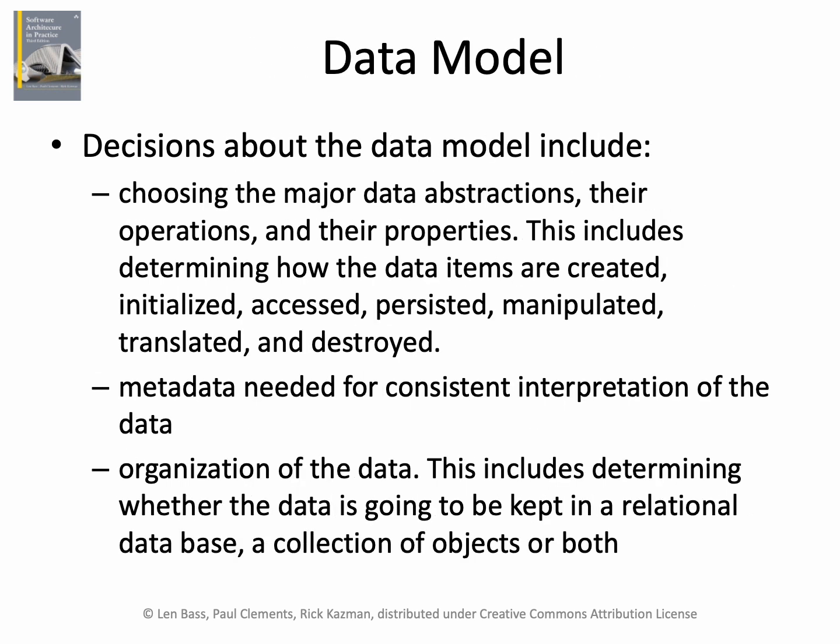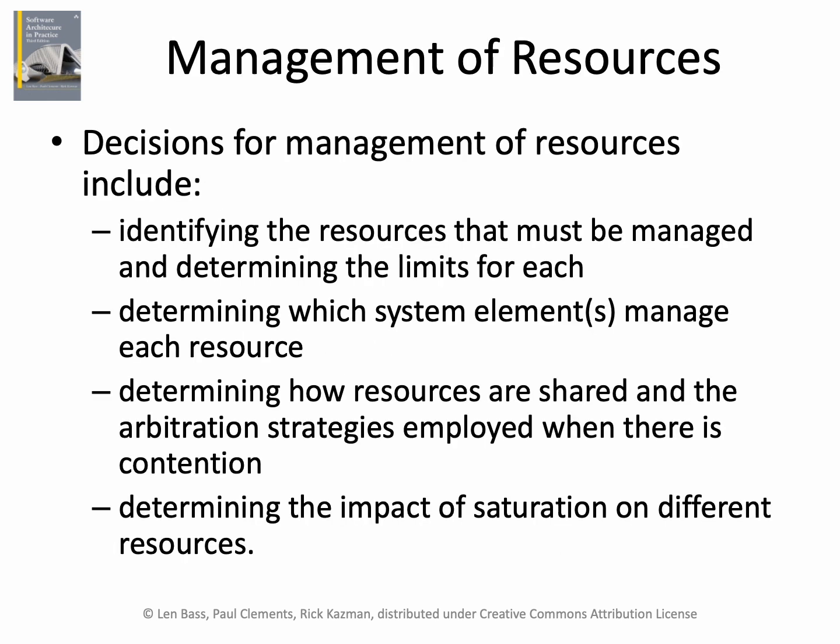Data model. Decisions about the data model include choosing the major data abstractions, their operations, and their properties. These include determining how the data items are created, initiated, accessed, persisted, manipulated, translated, and destroyed. Metadata needed for consistent interpretation of the data. Organization of the data. This includes determining whether the data is going to be kept in a relational database, a collection of objects, or both.